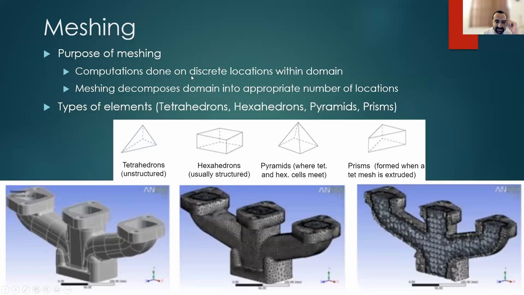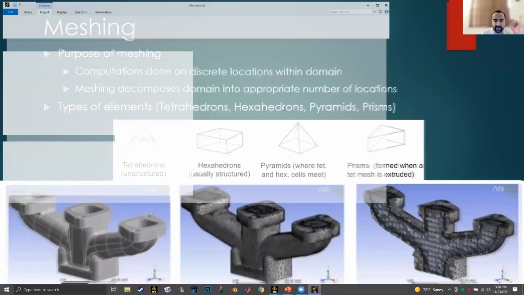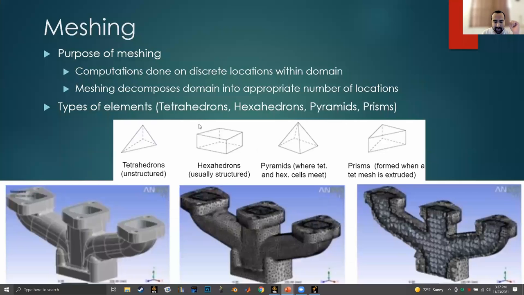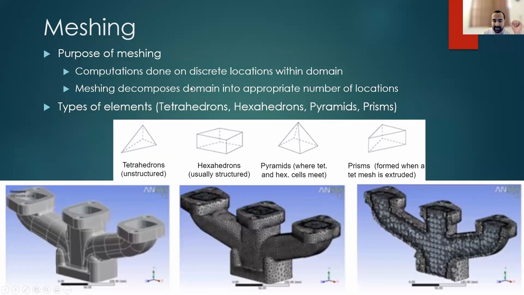the purpose of meshing, as I explained before, is that you want to do your simulation on discrete components or discrete little elements. And the type of element you use can actually vary. You can have what are called tetrahedral elements, hexahedral, pyramids, prisms. There are advantages and disadvantages to each, but going into the nitty gritty of when to use which is way beyond the scope of this.